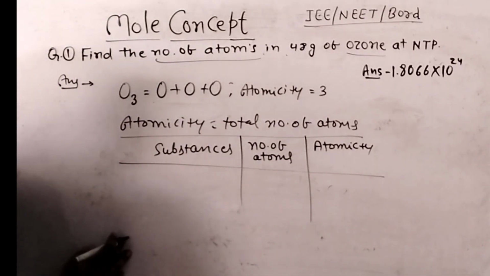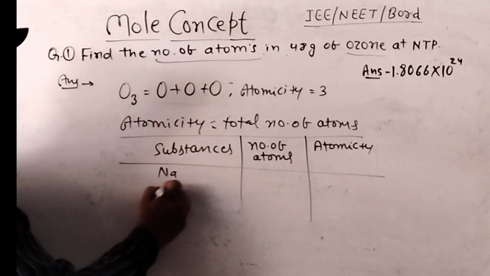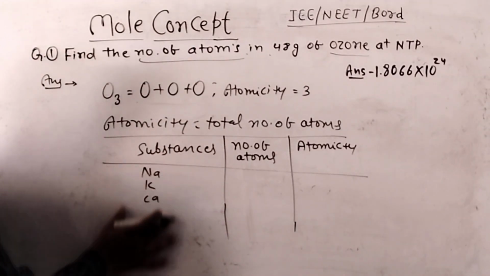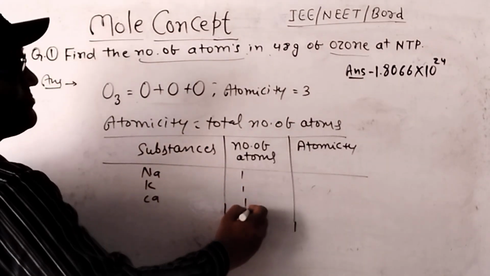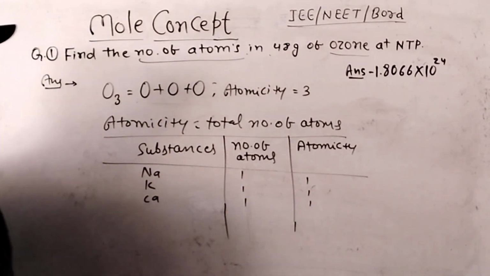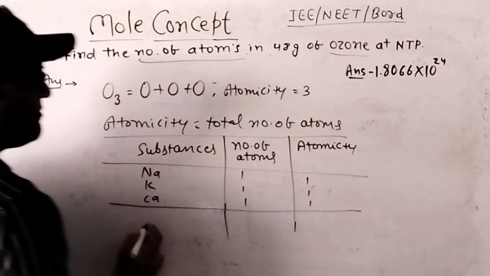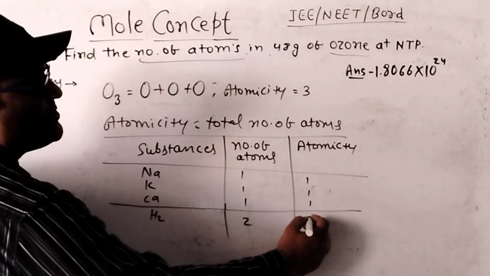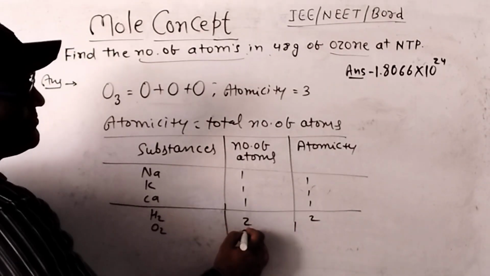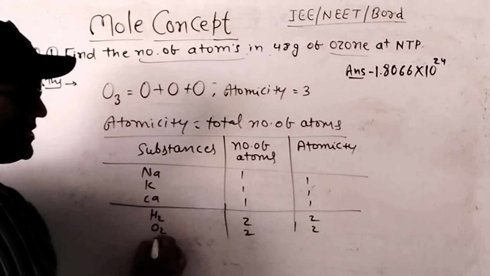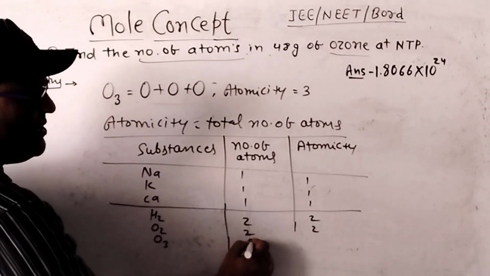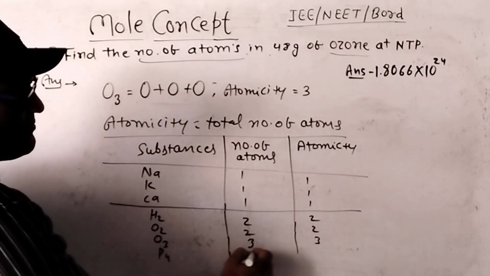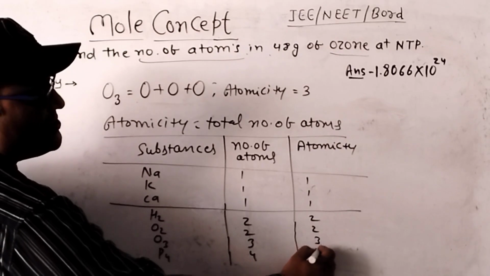In the case of monoatomic elements, we can observe here sodium, potassium and calcium. These are monoatomic elements, so the number of atoms is 1, 1, 1. So atomicity is 1, 1 and 1 respectively. But in another case, for a molecule like H2, total number of atoms 2, so atomicity is 2. In the case of O2, total number of atoms 2, so atomicity is 2. In the case of O3, ozone, total number of atoms 3, so atomicity is 3. In the case of P4, phosphorus, total number of atoms 4, so atomicity is 4.